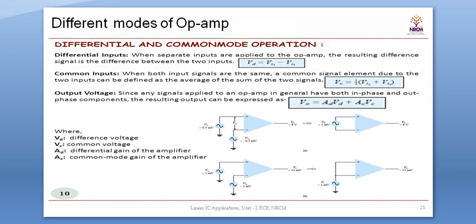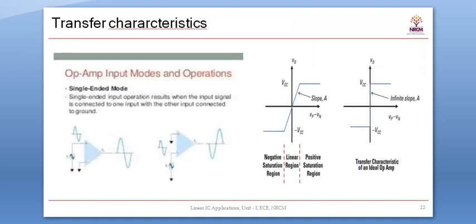So here we will see the different modes of op amp. The op amp can be operated in three modes. The first mode is single ended mode. In the single ended mode of operation, you are applying the input voltage either to the inverting input terminal or to the non-inverting input terminal.